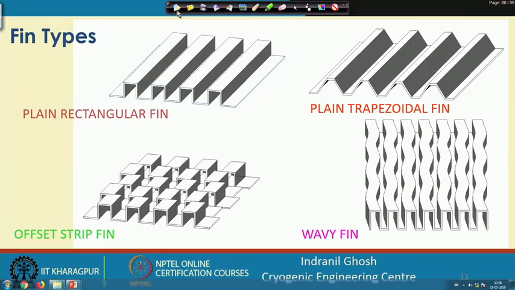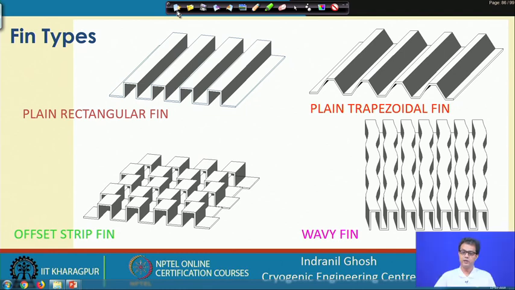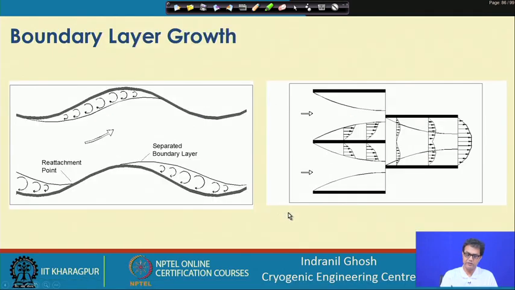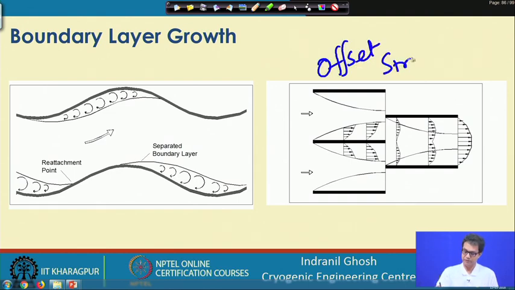Then we have talked about the wavy fin, where we found that it is a continuous fin, but at the same time the geometry of it is such that it is giving breakage in the boundary layer at a regular interval. We will have a look into it in detail in the next slide. So, here, as we were telling in the previous slide, this is the offset strip fin, and this is the other one.